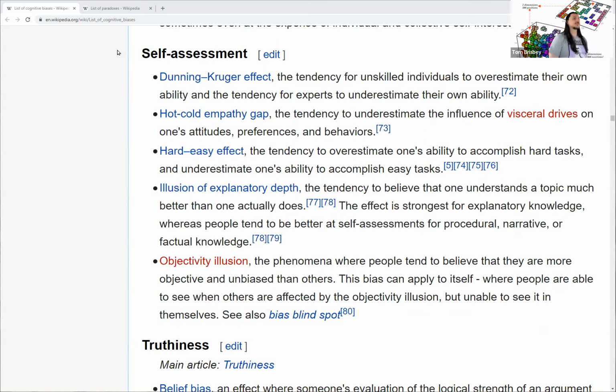Self-assessment, the Dunning-Kruger effect, the tendency for unskilled individuals to overestimate their ability, and the tendency for experts to underestimate their ability. Yeah, I like this one. I studied this one, probably much based on your recommendation. The Dunning-Kruger effect is a measure of people's awareness of complexity. And if something is simple, that means that you are simple when it comes to understanding it.